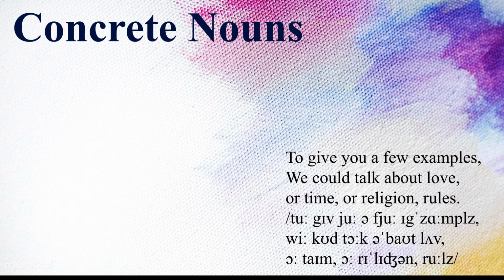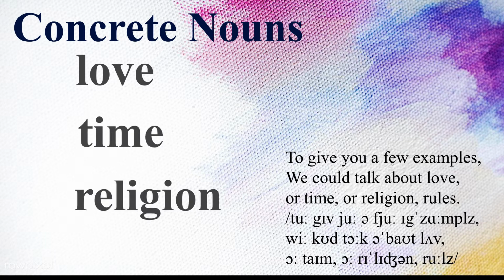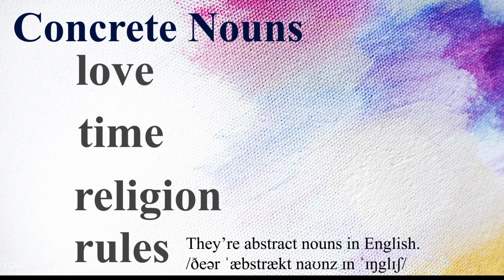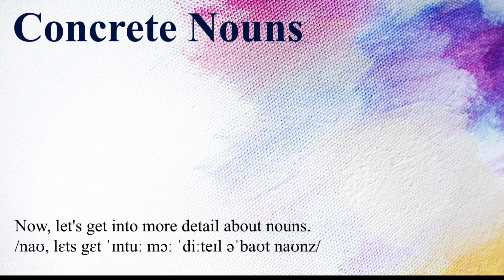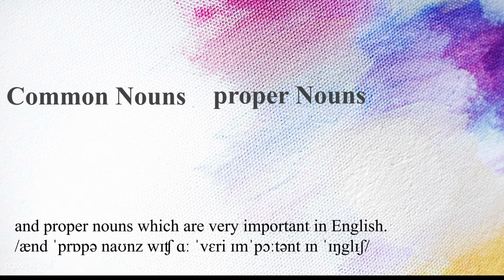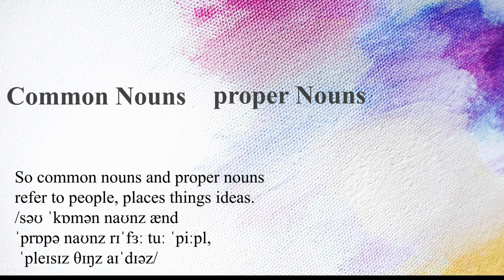To give you a few examples, we could talk about love or time or religion, rules. These are all words that represent ideas, concepts, okay? They're abstract nouns in English. Now, let's get into more detail about nouns. Let's now see the difference between common nouns and proper nouns, which are very important in English. So, common nouns and proper nouns refer to people, places, things, ideas.